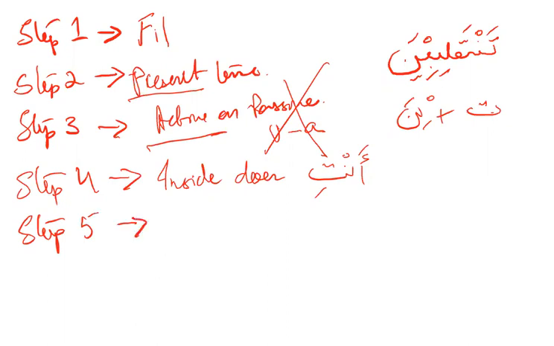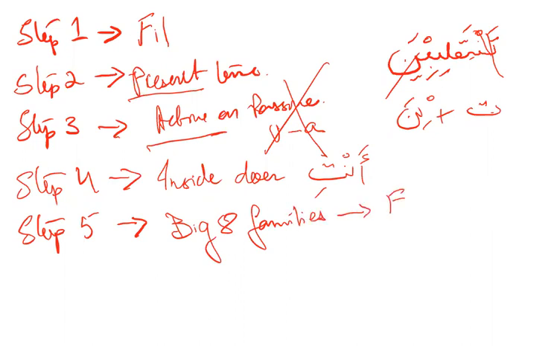Is it the big 8 families or the small 6 families? Remove the ta and the ina. We still have many letters, so it is the big 8 families. And which family from the big 8 families is this? Family 7 in Khalaba.